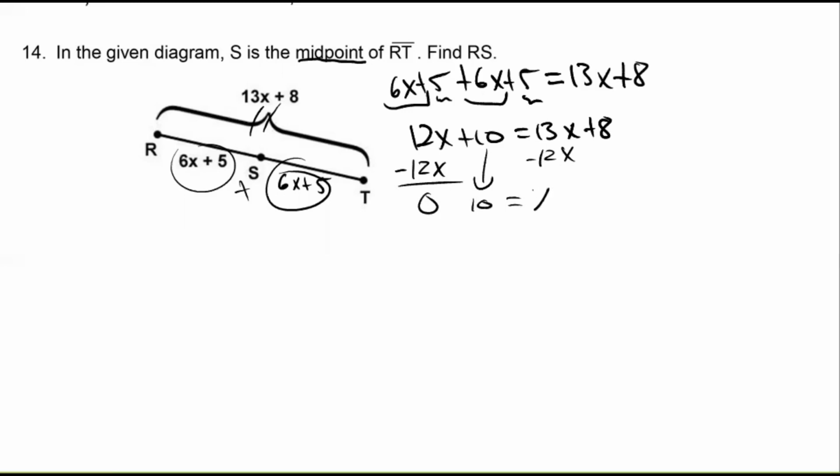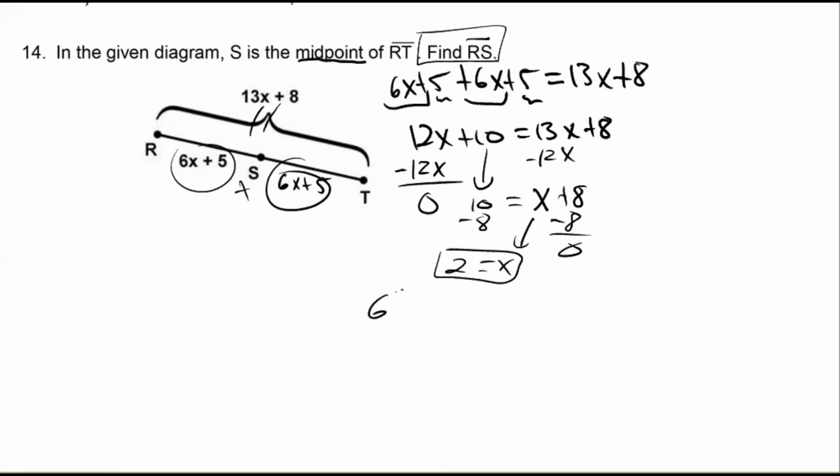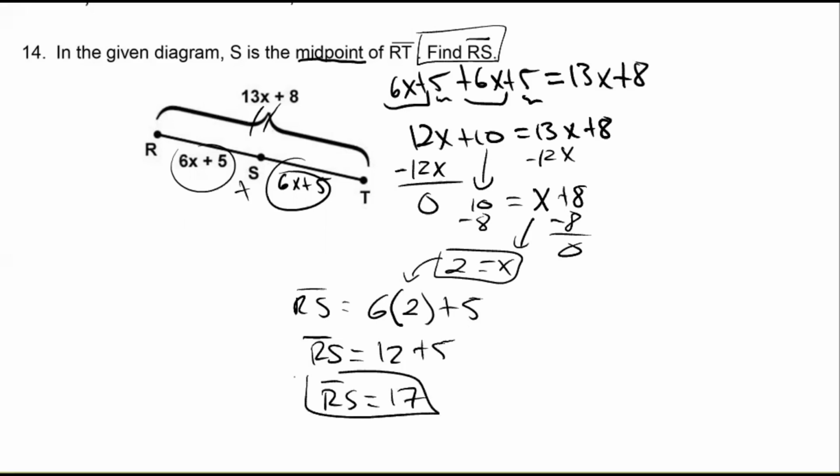13 minus 12 is just x, plus 8 minus 8 minus 8. So then here x equals 2. Now it's asking for RS. RS is 6x plus 5. So then here I just plug in 6 times 2 plus 5, right? So I have segment RS is equal to 12 plus 5. So then segment RS is equal to 17. And that is how you do that one.